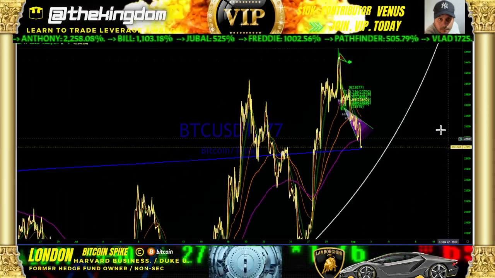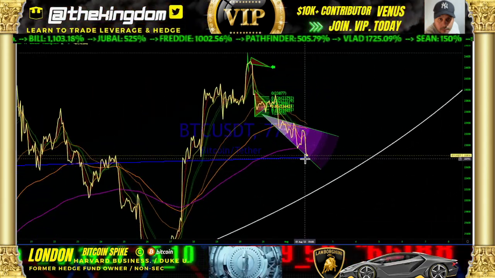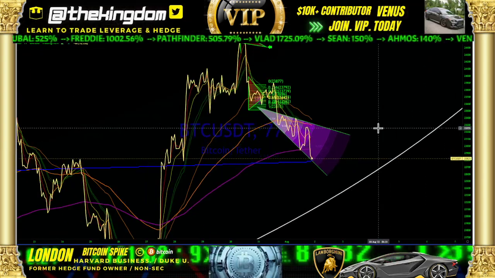So anytime bulls underperform, they have to live with, and look at this contact, guys, right into the 200 weekly moving average, right into it, guys.